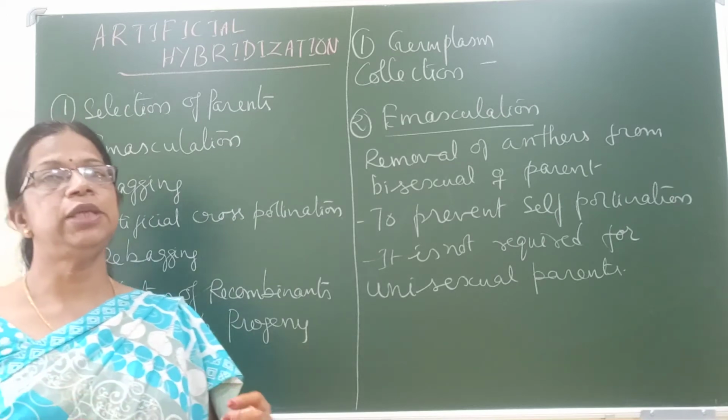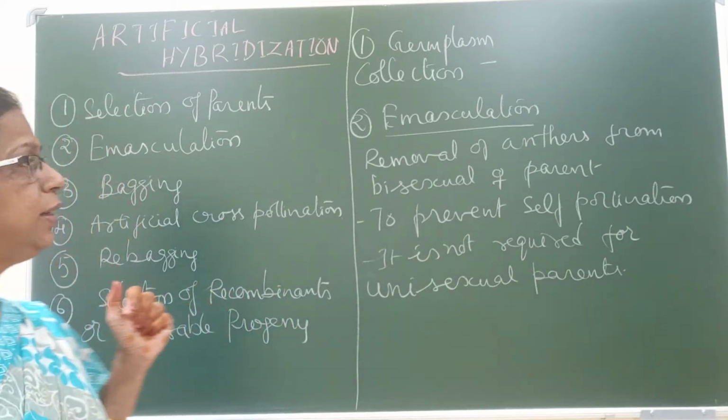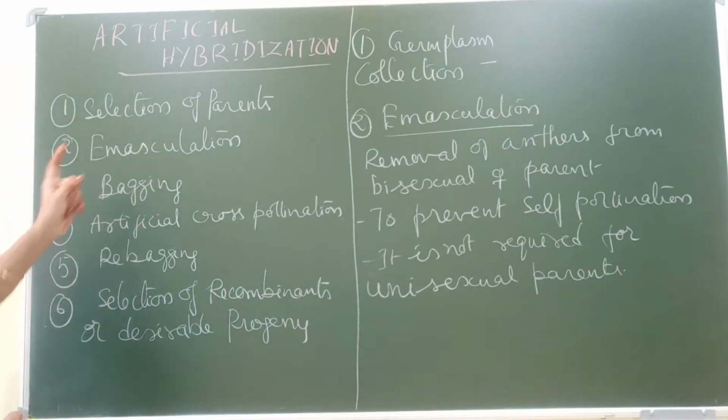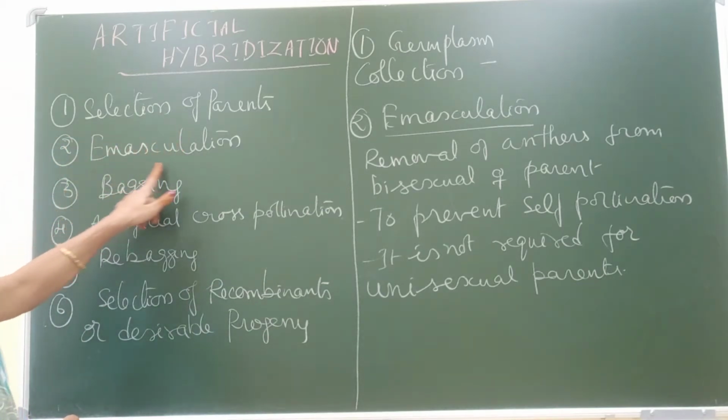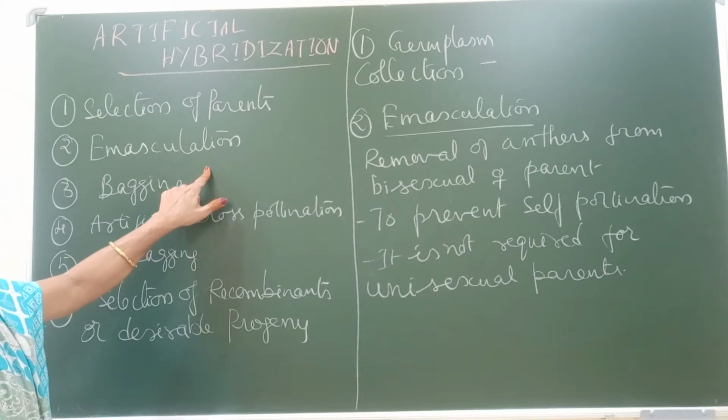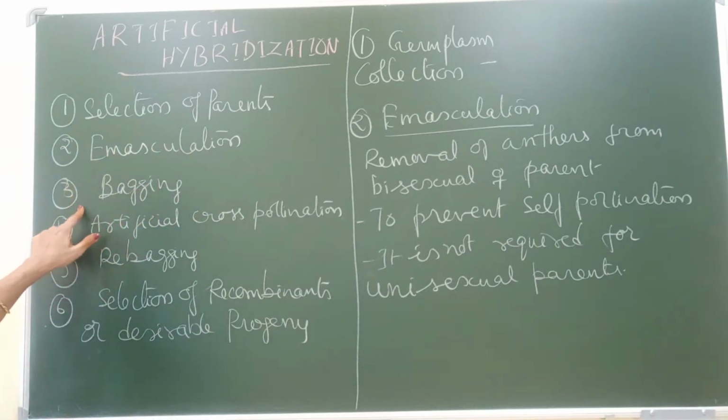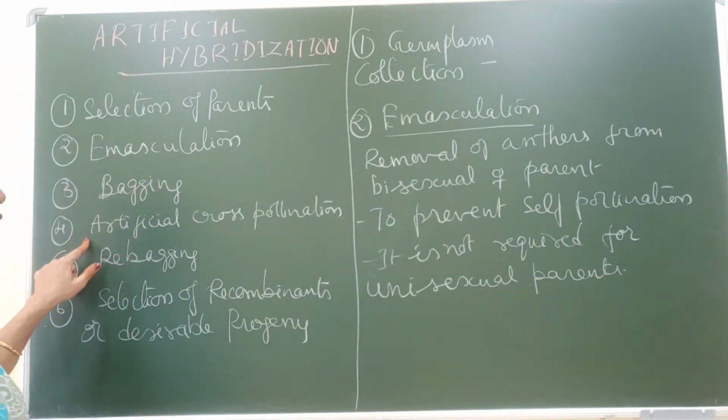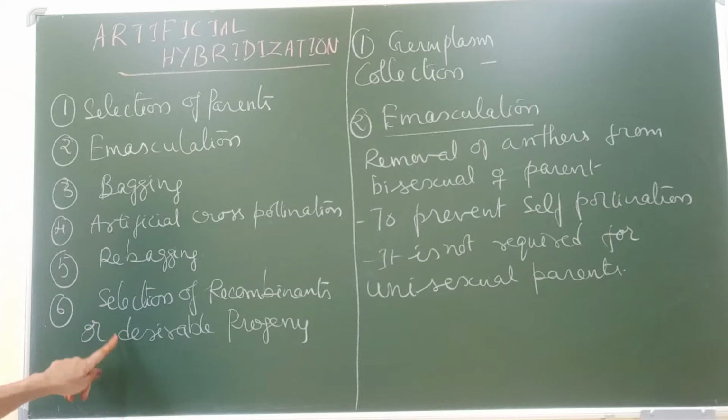So there are different steps. Let us try to list down all the different steps. First one is selection of parents. Second is called emasculation. The third one is bagging. Fourth, artificial cross-pollination, and then rebagging. Then, selection of recombinants or desirable progeny.